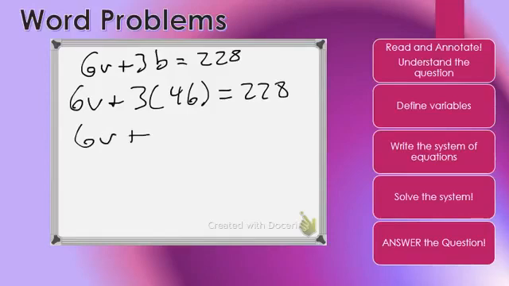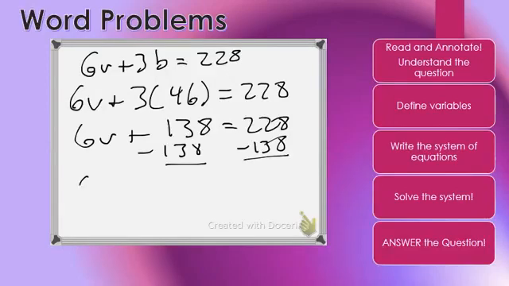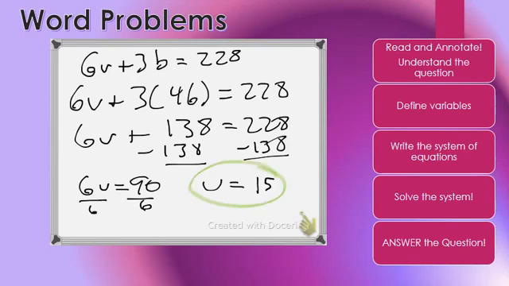6v plus 138 equals 228. Subtract 138 on both sides. 6v equals 90. Divide by 6 on both sides, and v will give you 15. That means that each bus held 46 students and each van held 15. That is the answer to your question.